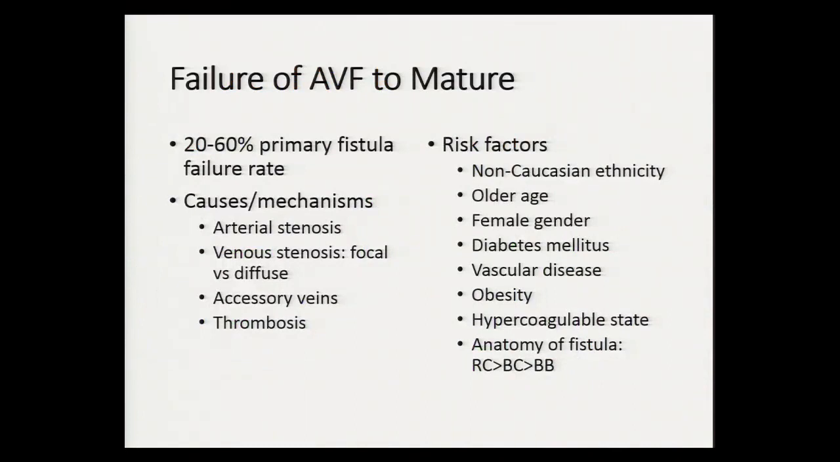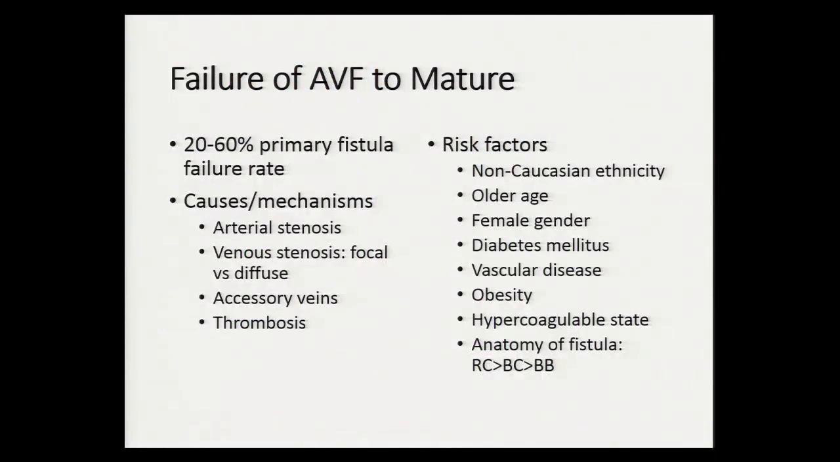In the era of Brescia-Cimino fistula, in the 60s, there was probably a 10% fistula failure to mature. These days, it's about 20 to 60%, and that has to do largely with the change of population characteristics. Older patients, more vascular disease, hypertension, diabetes, as opposed to young patients with glomerulonephritis back in the 60s. Causes are multiple. It can be arterial stenosis, venous stenosis.